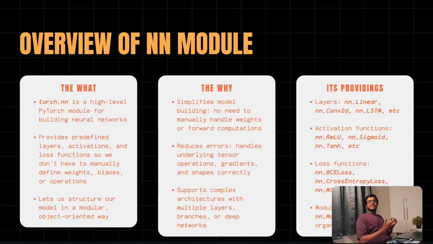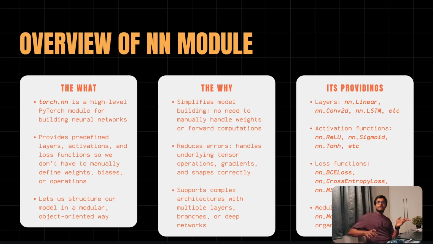So they are much better than ours, which we just coded right now. And also this NN module lets us code our neural network in an object-oriented manner, meaning that we can make it modular so that its structure is better organized and we can easily debug it and maintain it over time. And this NN module simplifies the whole model building process, because here we don't have to manually handle and create our weight matrices or our bias matrices. They all handle it under the hood by themselves.